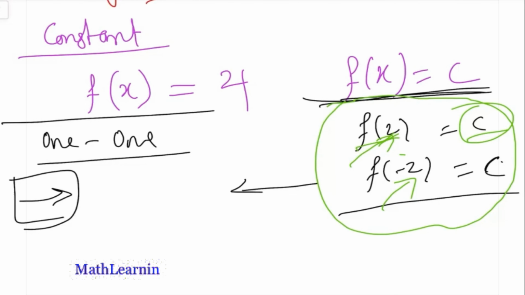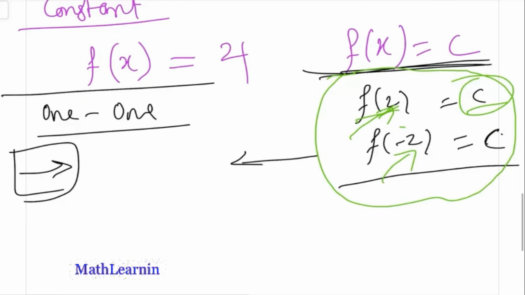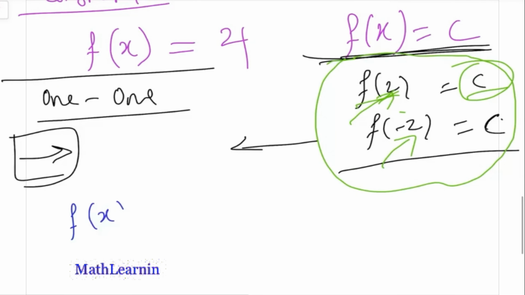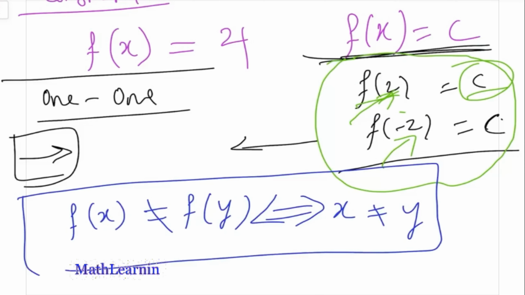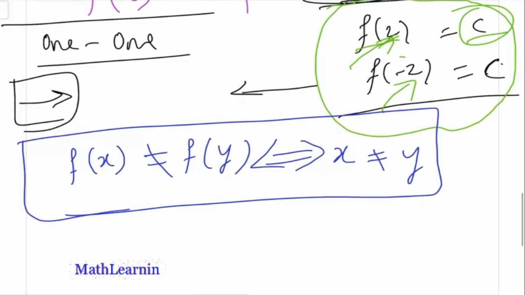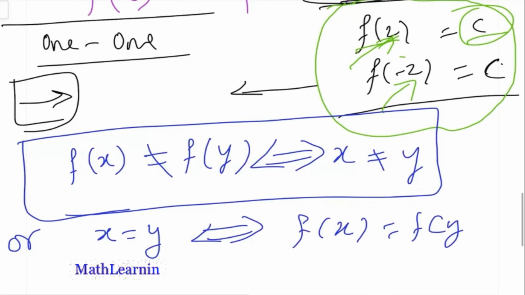Okay, a one-one function is where a different point maps to a different point. That is, if x is not equal to y, f of x is also not equal to f of y. This is the definition of a one-one function. Or one can say, if f of x is equal to f of y, then only x is equal to y. So it is not happening here, so it's not a one-one function.